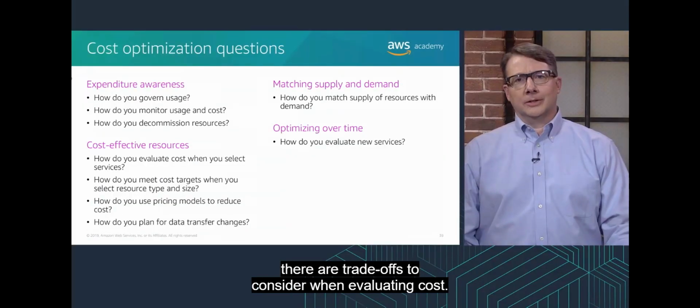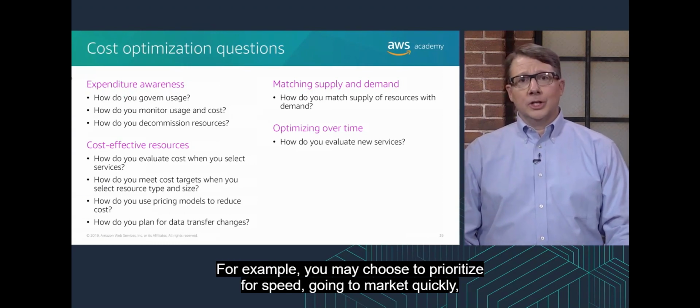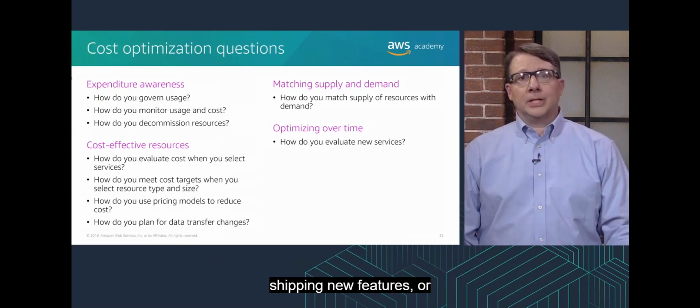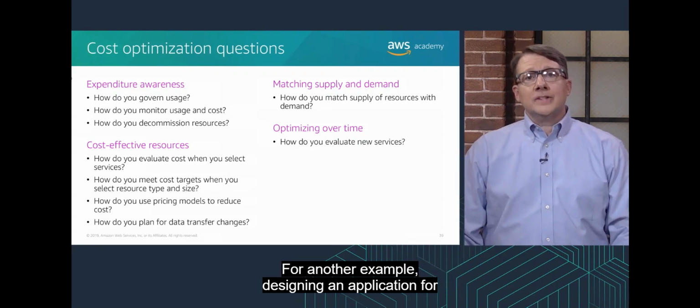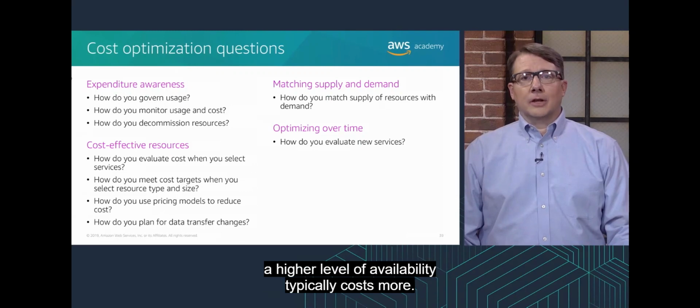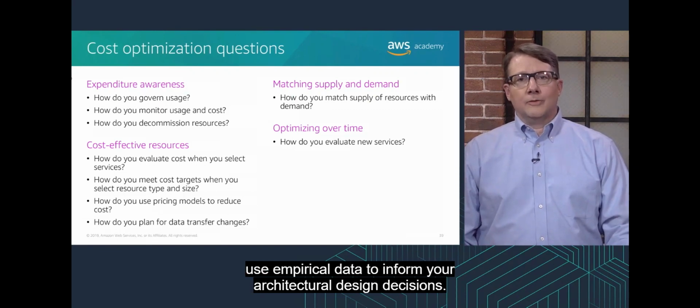Similar to the other pillars, there are trade-offs to consider when evaluating cost. For example, you may choose to prioritize for speed, going to market quickly, shipping new features, or simply meeting a deadline, instead of investing in upfront cost optimization. For another example, designing an application for a higher level of availability typically costs more.